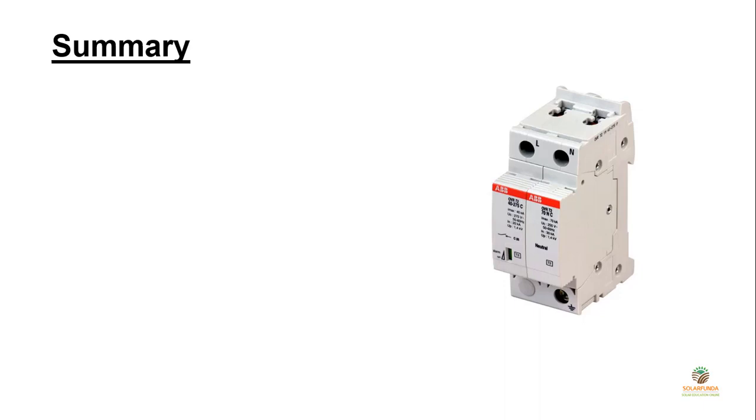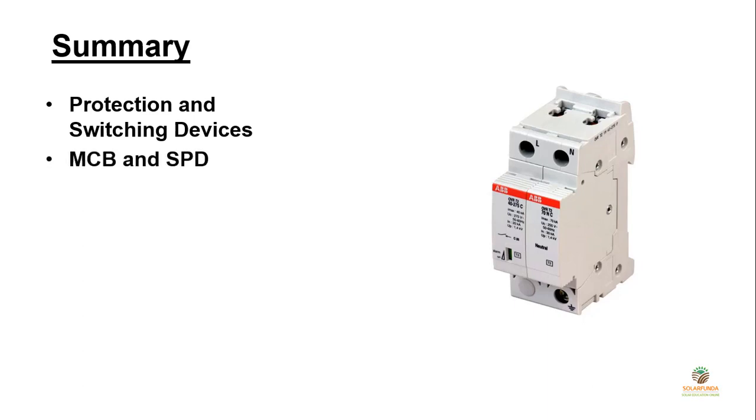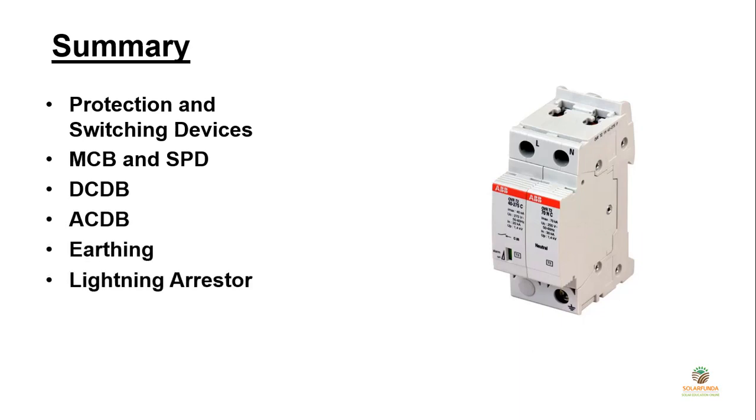Here we come to an end of our session in which we have learned a lot about protection and switching devices. We got two components of DCDB and ACDB, which are MCBs, SPDs and fuses. You also go through earthing and lightning arrestor system, which are the main protection devices in our system.